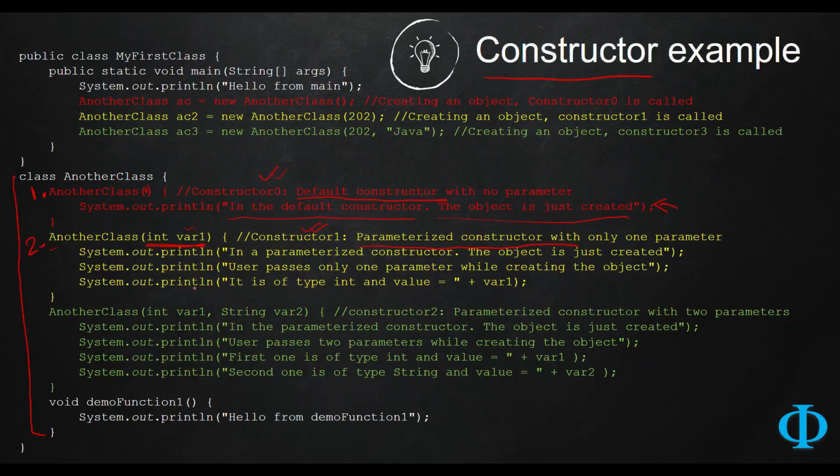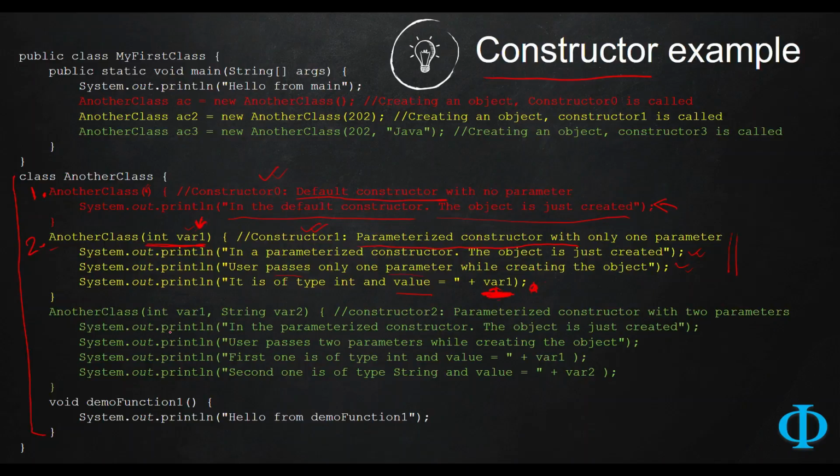And here I have printed some indicative line to make sure that you understood the concept of parameterized constructor. So here I wrote, in a parameterized constructor, the object is just created, then the user passes only one parameter while creating the object, and it is of type int, and its value equals var1. So if the value passed by the user for var1 is passed properly, then the value passed by the user should be printed over here.